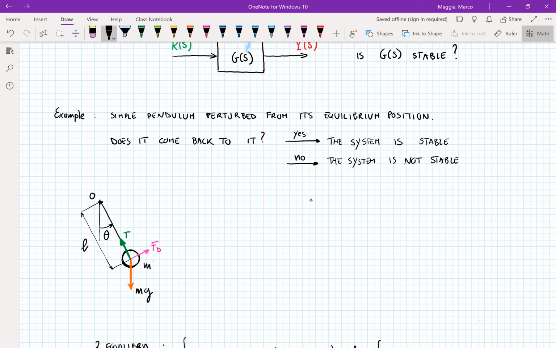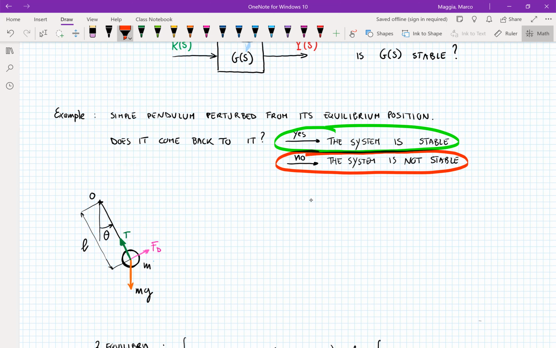Intuitively, we can think about the stability of the pendulum in this way. If we perturb the pendulum from its equilibrium point, does it come back to it? If so, then the system is stable. If not, then the system is not stable. You might say, okay, simple pendulum, it is stable because if I let it go, after a while, it will come back to its equilibrium position.